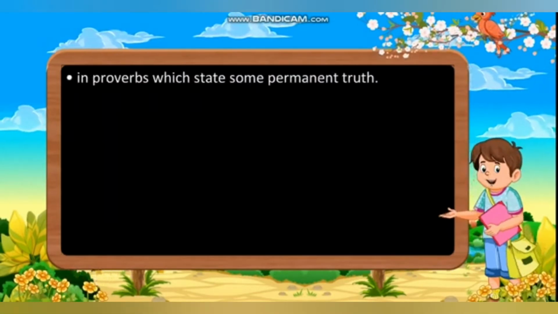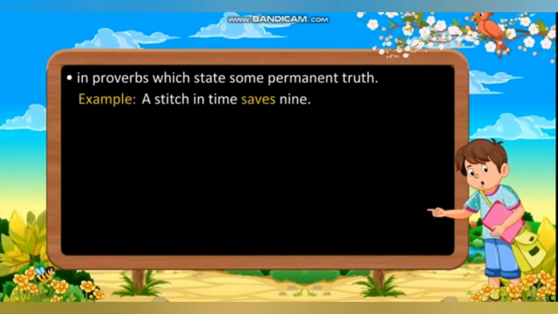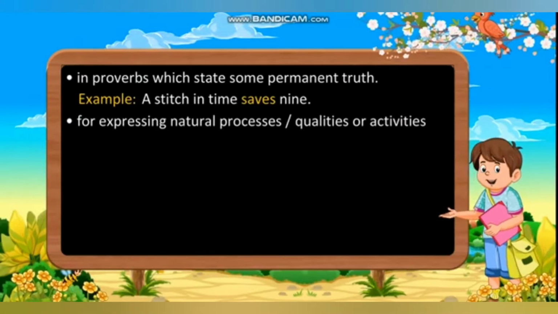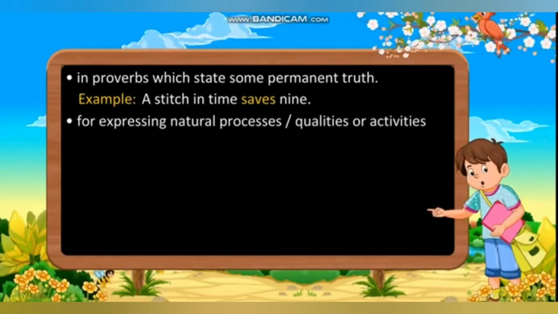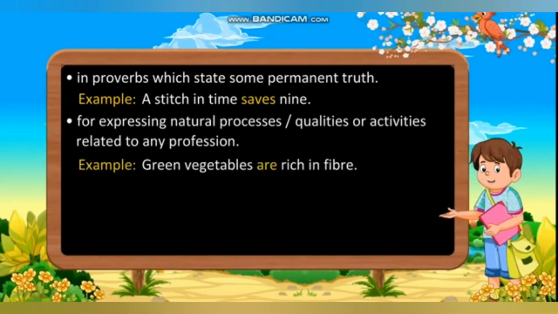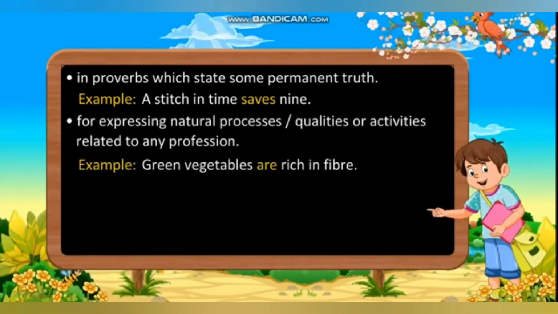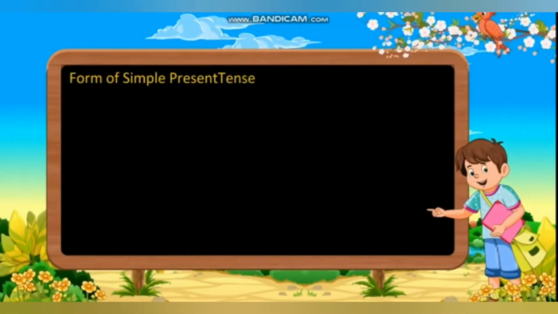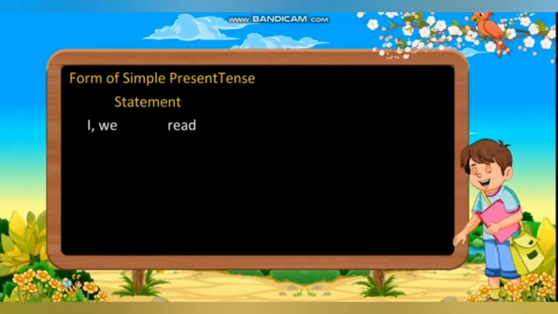In proverbs which state some permanent truth. Example, a stitch in time saves nine. For expressing natural processes, qualities, or activities related to any profession. Example, green vegetables are rich in fiber. The teacher teaches us in school. Form of simple present tense.